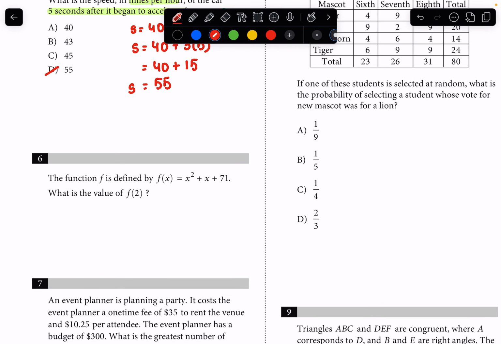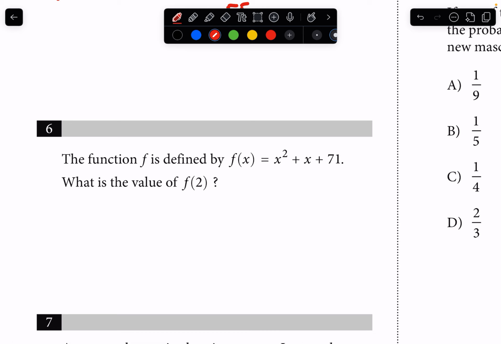Question number 6 says the function f is defined by f(x) equals x squared plus x plus 71. What is the value of f(2)? Over here, one little thing which students usually get confused about is that functions might seem like a very tough thing to understand, but the concept is really easy at this level. Can you see that f has a little x in the parentheses with it? And in the question being asked, we have got 2 instead of an x. So all we have to do is replace this x by a 2.